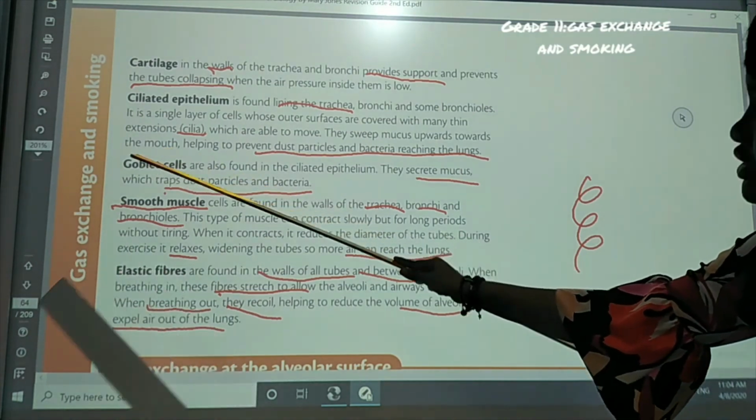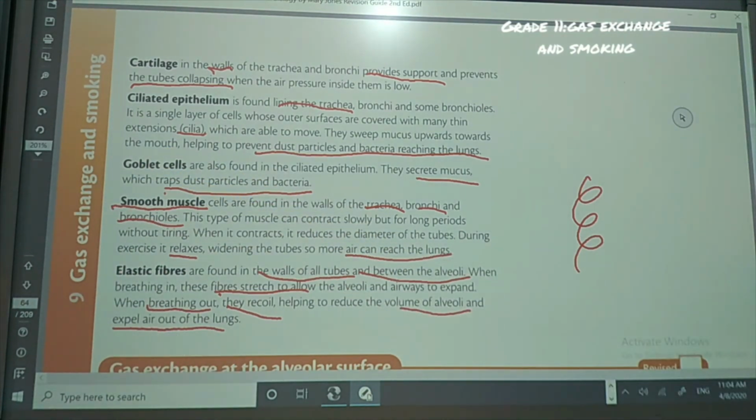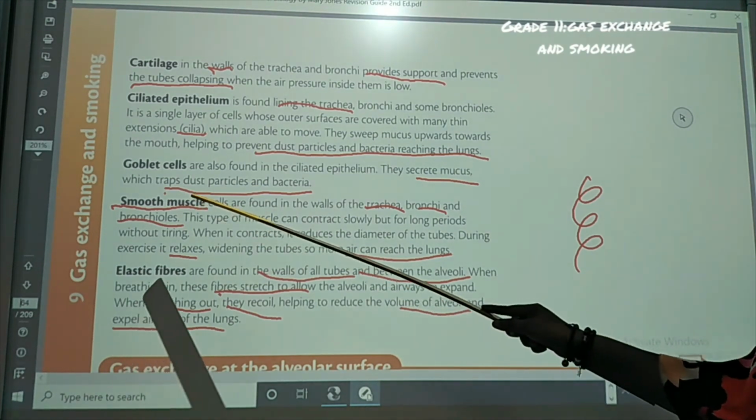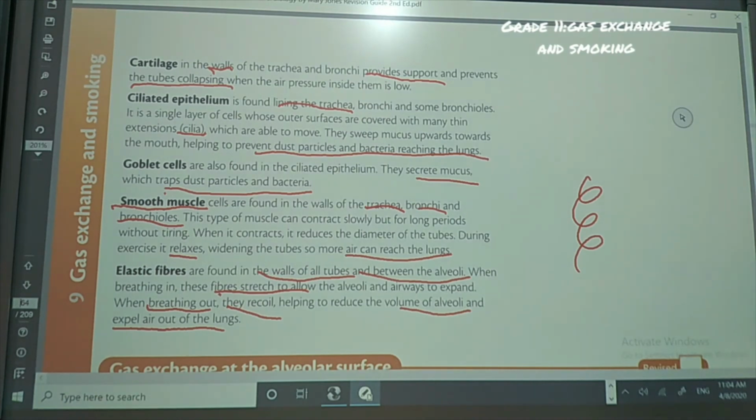We have the goblet cells. What do the goblet cells do? They're also found in the ciliated epithelium. They secrete mucus. And what does the mucus do? It traps dust particles and bacteria. We have smooth muscles. What does a smooth muscle do? Where are they found? They are found in the trachea. Good. So what does it do?